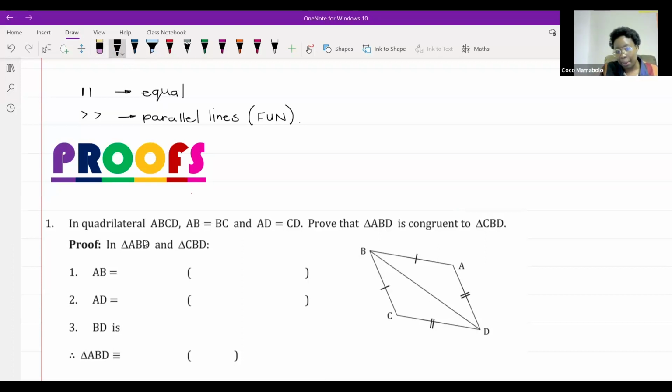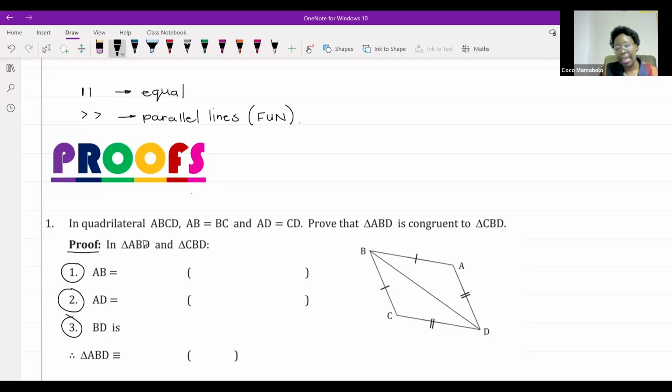They start by saying proof. We're always going to start by going proof. In triangle ABD and triangle CBD. Okay, now because these are triangles and we're proving congruence, we need 3 reasons. That's why they've written here 1, 2, 3. We always need 3 reasons. Let's start with the first one.